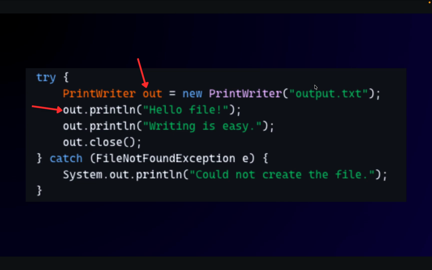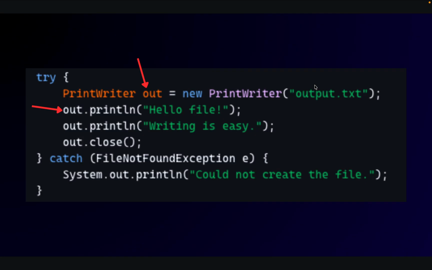Now you see when we're printing, we're saying out.println. Out is referring to our PrintWriter object. So we're saying out.println hello file, which is going to print that into our output.txt, and the same for the next line. Once our lines are written, we close the file.